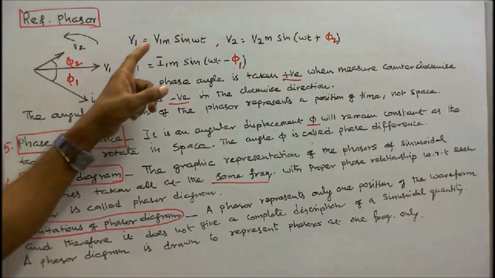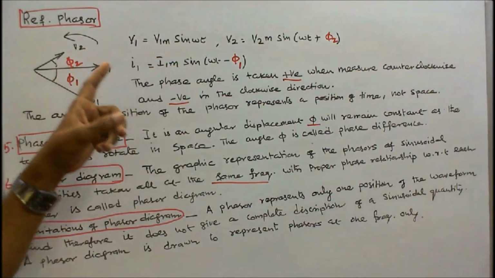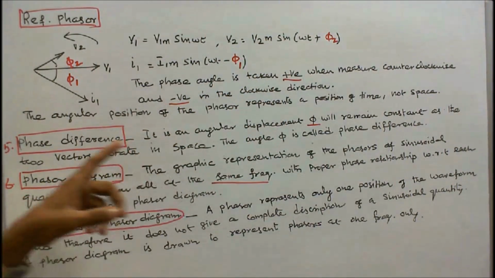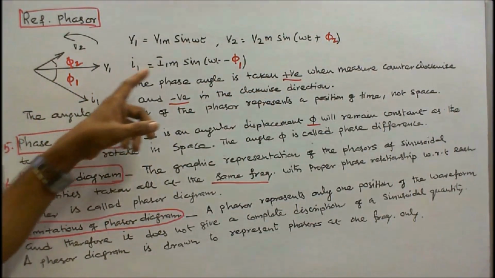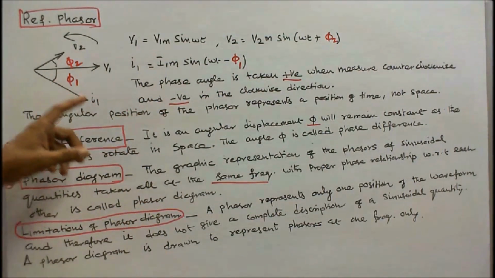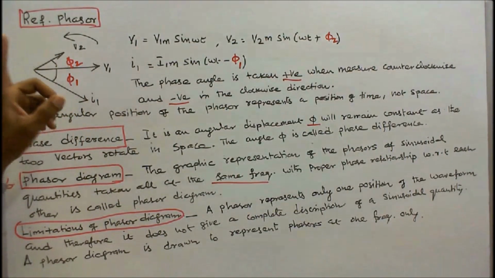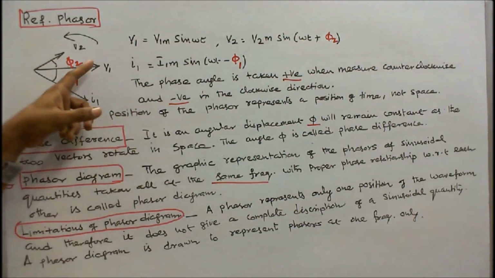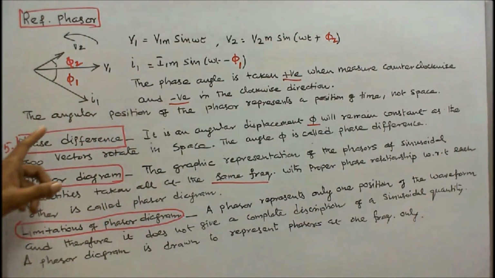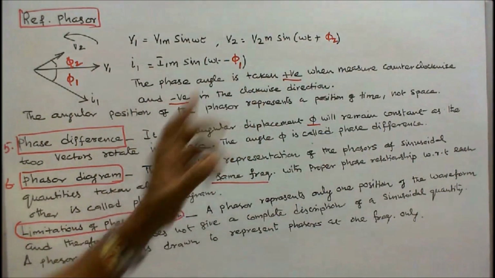V1 is equal to V1 max into sin omega t. V2 is equal to V2 max into sin omega t plus phi 2. I1 is equal to I1 max into sin omega t minus phi 1. The phase angle is taken positive when measured counterclockwise and negative in the clockwise direction. The angular position of the phasor represents a position in time, not space.